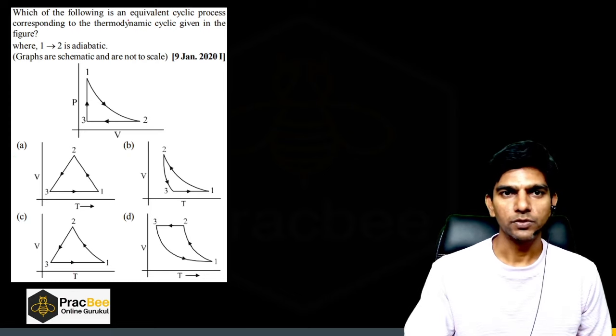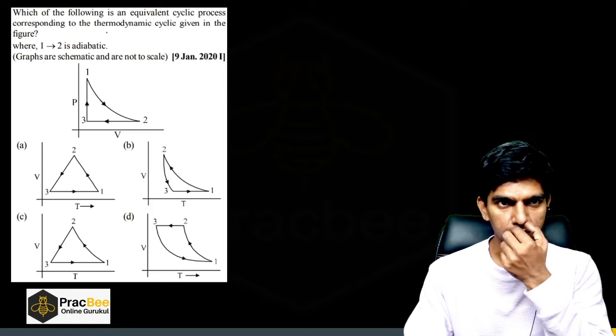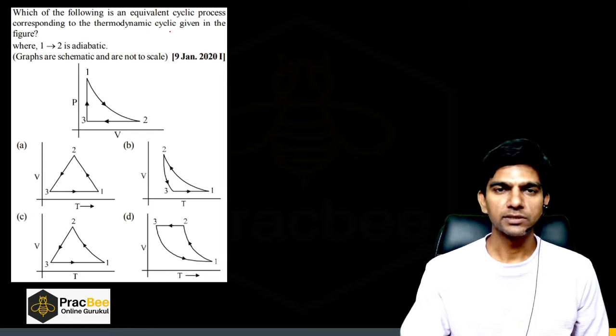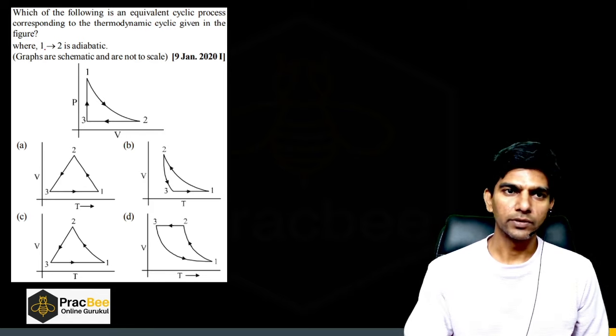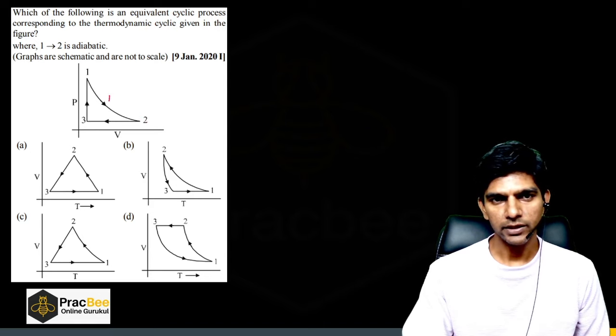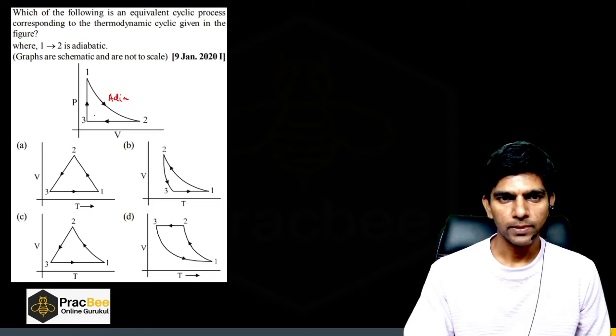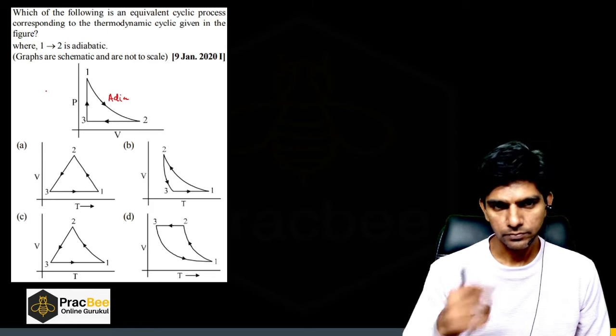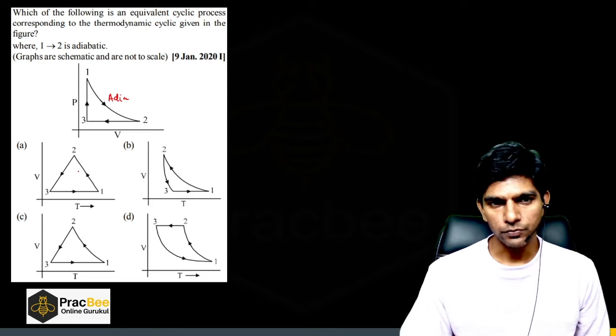So here, which of the following is an equivalent cyclic process corresponding to the thermodynamic cycle given in the figure? So we have a closed cyclic process, and 1 to 2 is an adiabatic process. And clearly 2 to 3 is an isobaric process, and 3 to 1 is an isochoric process. Now we have to see which of the following VT graphs is correct.